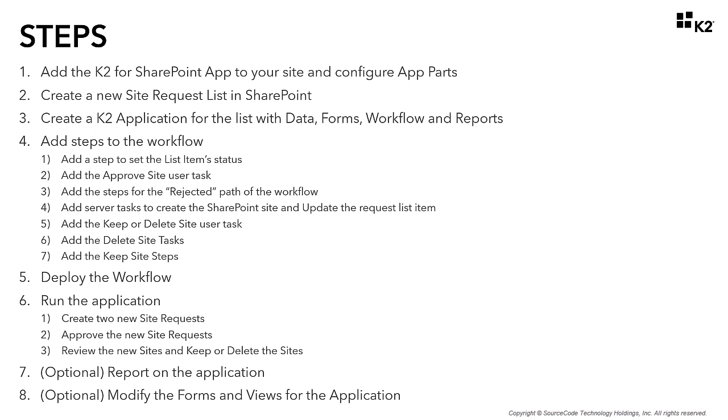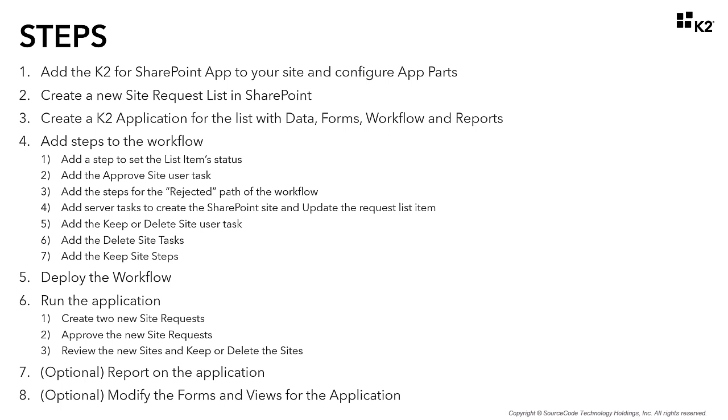Once step 3 is complete, we will be able to move on to step 4 and build the actual workflow. Step 4 has 7 sub-steps to it that will first show you how to add a workflow step to set the list item status, then add the approved site request user task, build out the rejected path if the user rejects the site request, and add server tasks to create the SharePoint site if the site request happens to be approved, and then update the list item status accordingly. Then add in another user task for the site requester that will ask them if they would like to keep or delete the site after a period of time. Then finally add the steps to keep or delete the site based on the user's decision for that task.